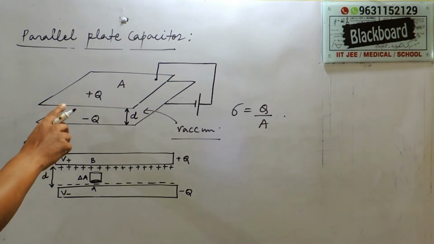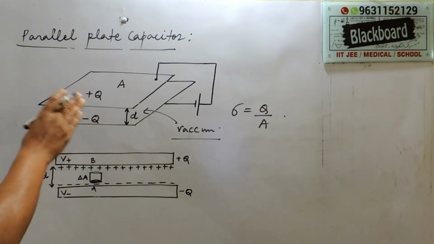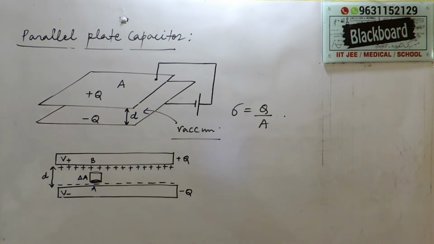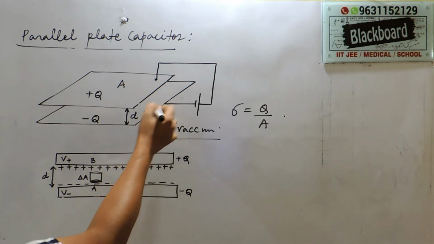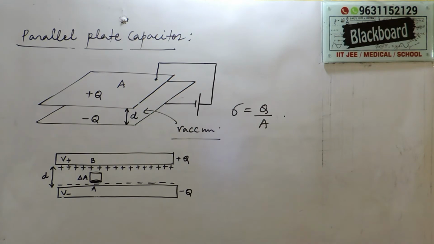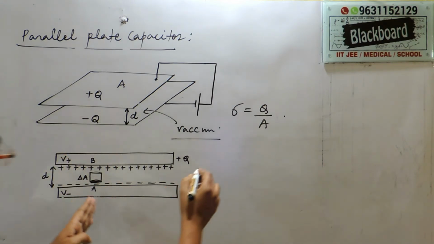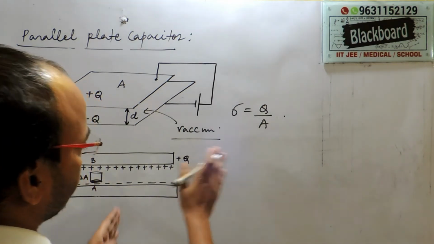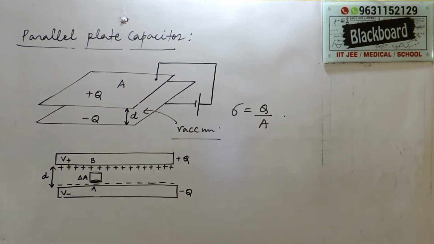The electric field between the plates is uniform and perpendicular to the plates, except for the region near the edge. Except for the edge, in the rest of the region it will be uniform. The magnitude of the uniform electric field may be calculated using Gauss's law.